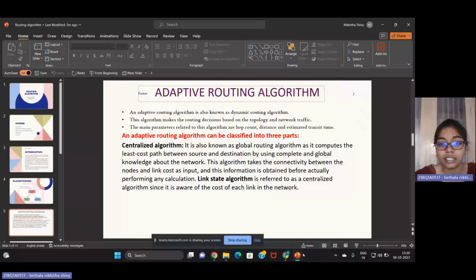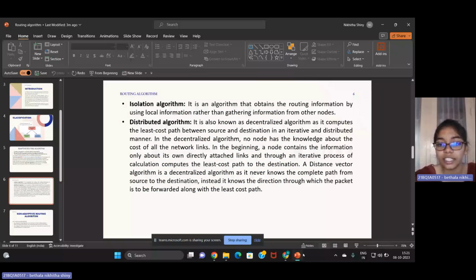In the decentralized algorithm, no node has knowledge about the cost of all network links. In the beginning, a node contains information only about its own directly attached links, and through an iterative process of calculation, computes the least cost path to the destination. A distance vector algorithm is a decentralized algorithm as it never knows the complete path from source to destination. Instead, it knows the direction in which the packet is to be forwarded along with the least cost path.